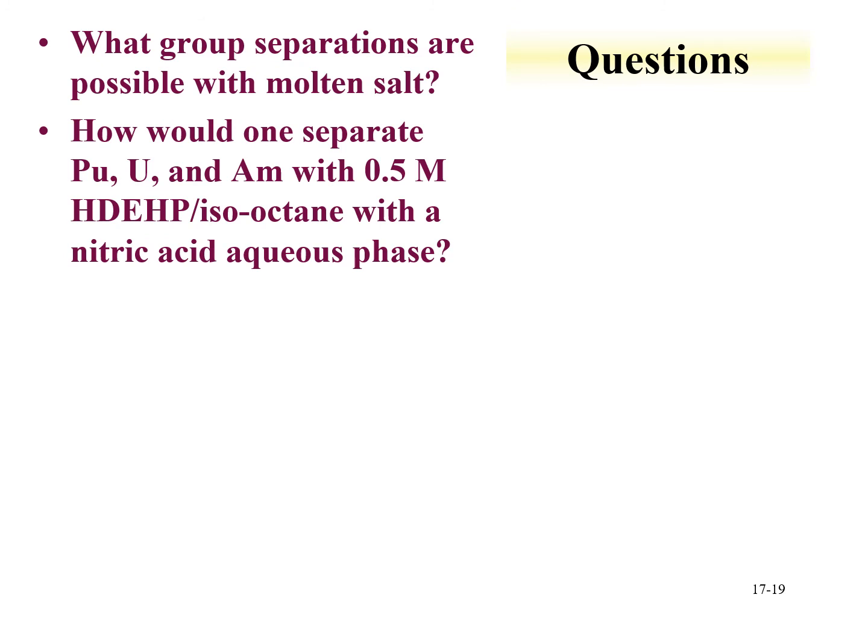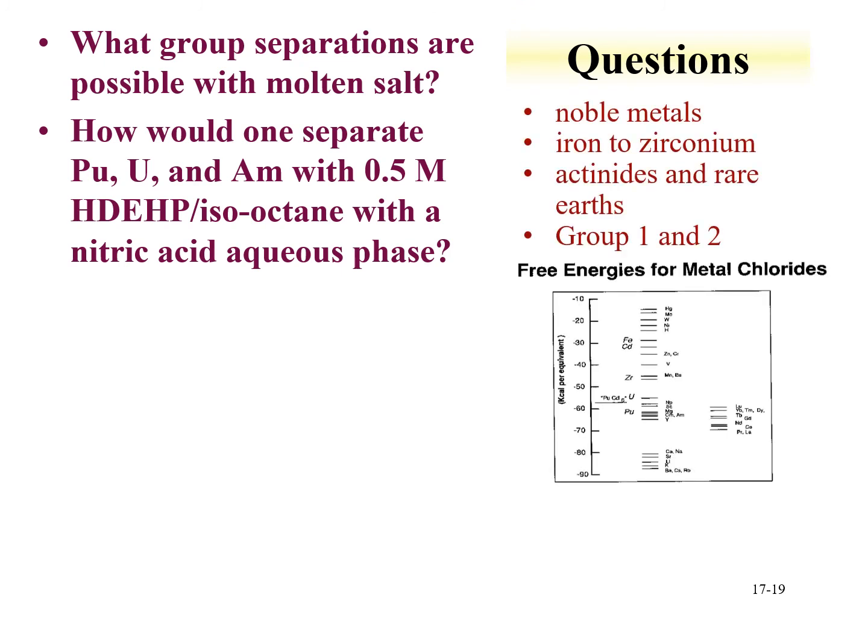For example, what type of group separations are possible with molten salts? By examining the free energies for the chlorides, we see that the metal ions tend to break into certain groups. For instance, the higher free energies tend to be noble metals. Then there's a group of iron to zirconium. Then there's another gap here with the actinides and the lanthanide elements. So the actinides here, lanthanides here. And then group 1 and 2 elements have the lowest free energies. In other words, they tend to remain in the salts the longest.